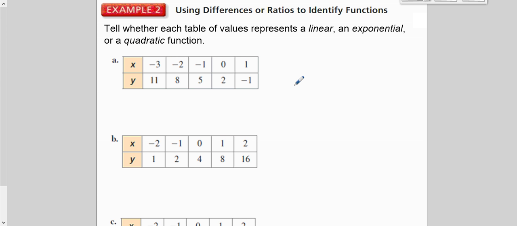Example 2, use differences or ratios to identify what type of function it is, linear, exponential, or quadratic. So the first thing we're going to do, make sure the x values increase by the same amount each time. Okay, these increase by 1 each time, good. So now we're going to compare the y values.